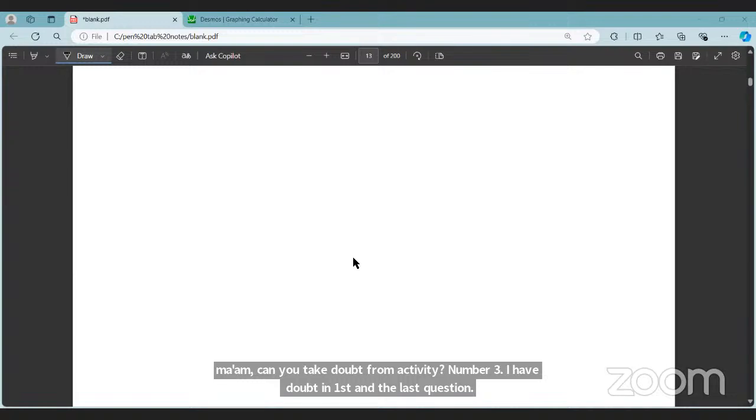Ma'am, can you take doubts from activity number 3? I have doubts in the first and the last question. Okay, so this activity is over for us. See, I can't help with the deadlines. The only thing I can do is inform them that students are having difficulties solving this graded assignment these days.